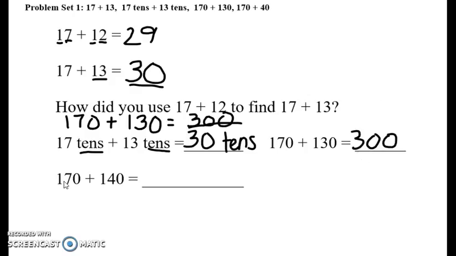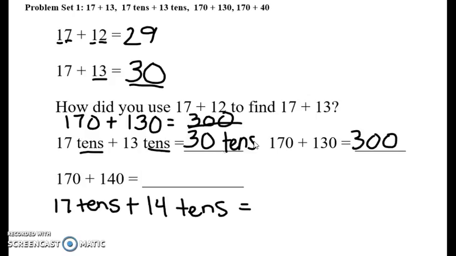Now let's look at here. We have 170 plus 140. Let's think about it in tens. Well, 170 is 17 tens. 140 would be 14 tens. Up here, I know that 17 tens plus 13 tens equals 30 tens.